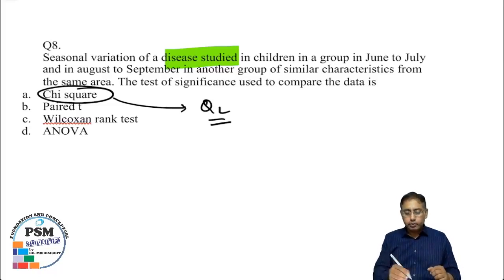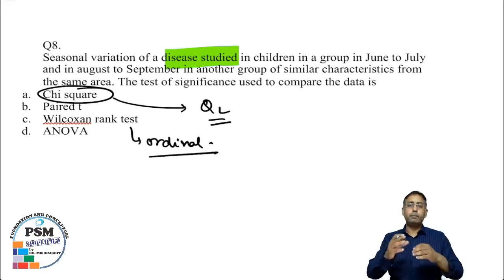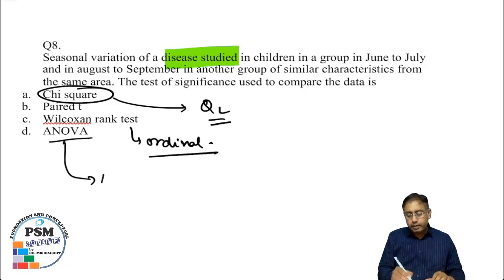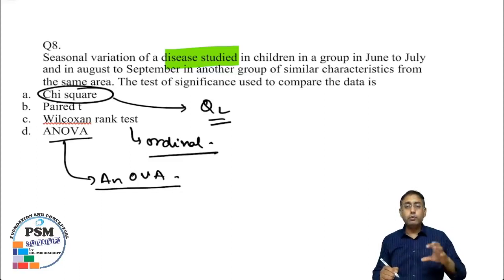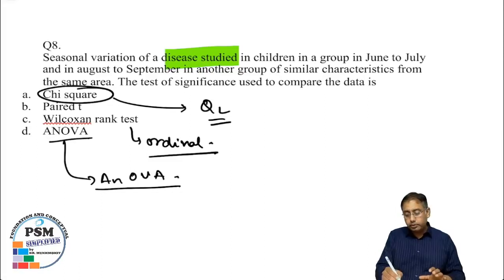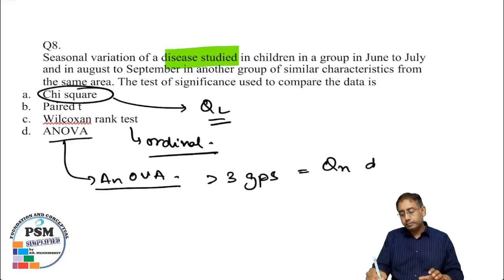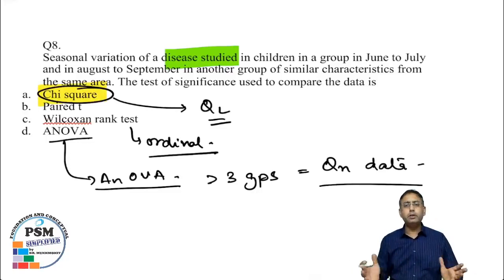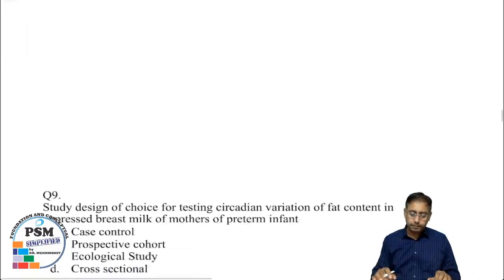Wilcoxon rank test, we do it for ordinal data, whenever the question is saying that we'll compare the mild, moderate, severe, hot, hotter, hottest climates and things like that. ANOVA, analysis of variance. ANOVA test is done for more than 3 groups, and it is done for quantitative data. So my best answer over here would be a chi-square. Simple question, simple answer, which is the test of significance to be used here.